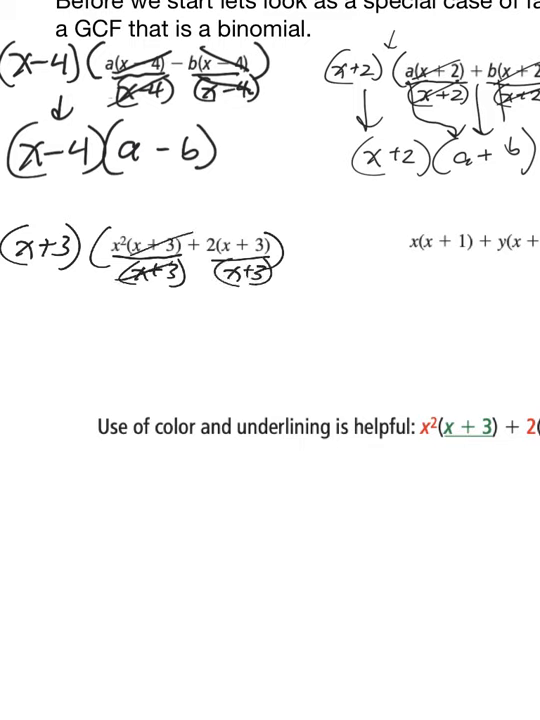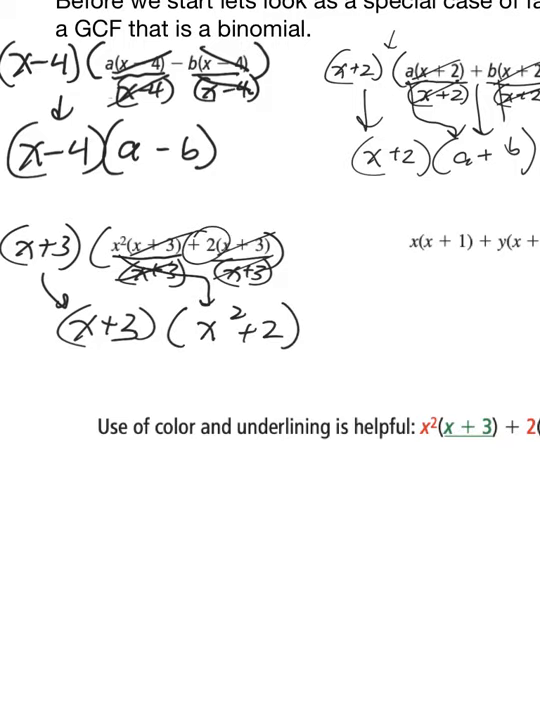And again, the x plus 3's cancel here. That's because I'm dividing them out. That's what I wanted it to do. And I have x plus 3 from here. And inside the parentheses, I've got the x squared left. And I have the positive 2 left. And that's as far as I can factor it.